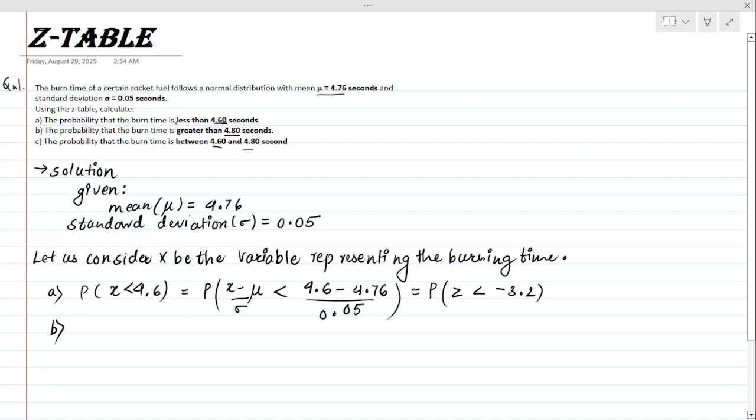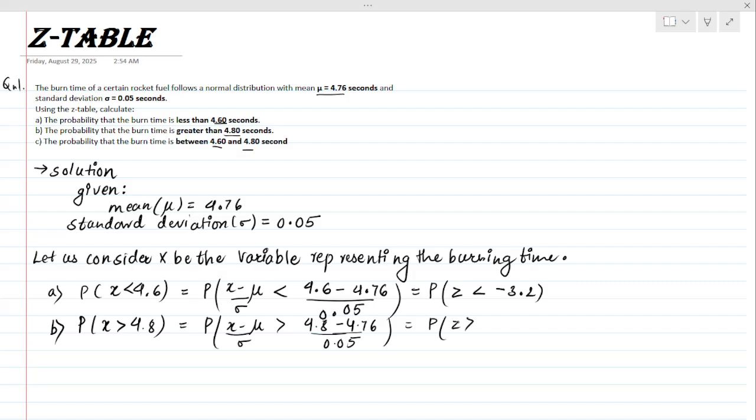Now the next case states the probability that the burn time is greater than 4.8 seconds. So x is greater than 4.8 seconds, and for this case also we'll apply the same thing: x minus 4.76 over 0.05. This will give you the probability of z is greater than (4.8 minus 4.76) divided by 0.05, and it will give you z is greater than 0.8.